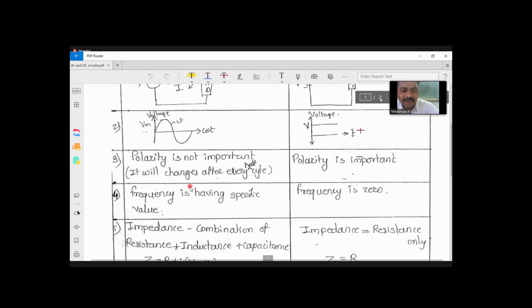The last difference is impedance. Impedance is the combination of resistance, inductance and capacitance. If you take any load, most AC loads actually contain resistance, inductance and capacitance. If you take the example of a motor, that load is resistive plus inductive, because inside the motor there are two windings, the stator winding and the rotor winding.